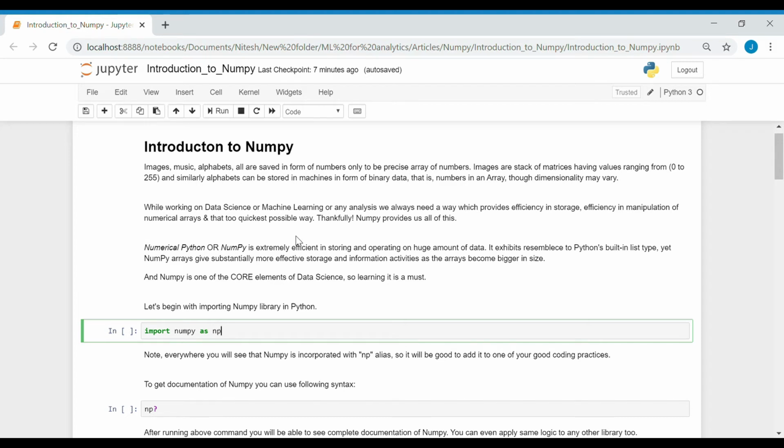Today in this tutorial, we will be discussing Introduction to NumPy. So, why NumPy? Instead of jumping to the topic NumPy, let's discuss something else.